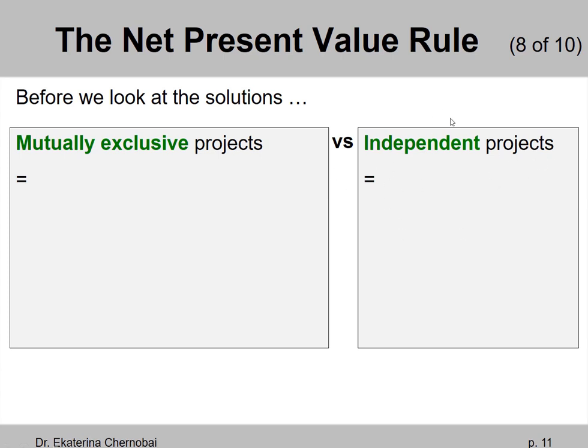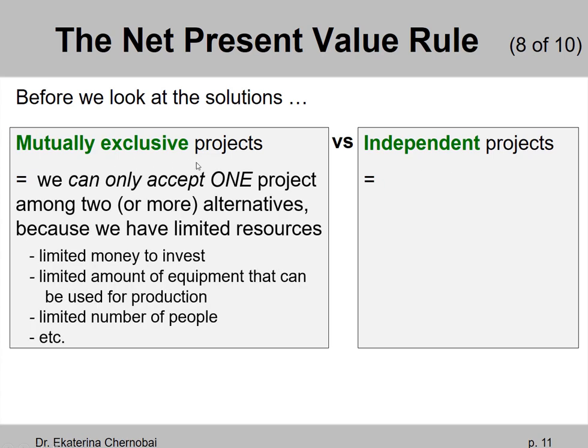Independent means that if both look good, accept both. So mutually exclusive projects would happen if we have some sort of limited resources. So maybe we have limited money to invest, which is only enough to invest into one project, but not two or more, right? Or maybe we have a limited amount of equipment that we could use for whatever production is involved for that new project. So we can only use that piece of equipment for one production process, but not two or more. Or maybe we have limitations with the number of employees. We only have so many people. We can only hire them to focus on one project, but not both, and so on.